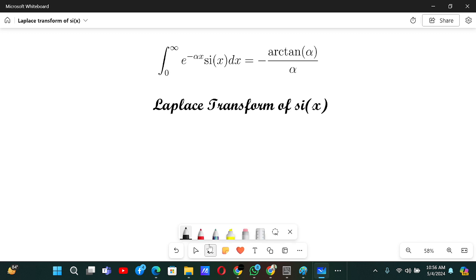Laplace transform of the small Si of x function. First of all, let me give a brief introduction about the small Si of x function, in case you don't know it.